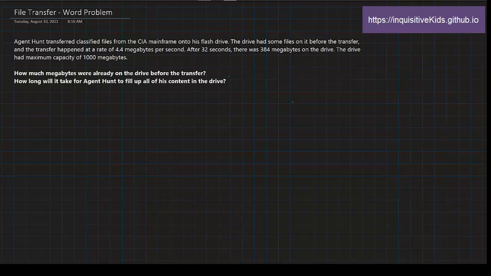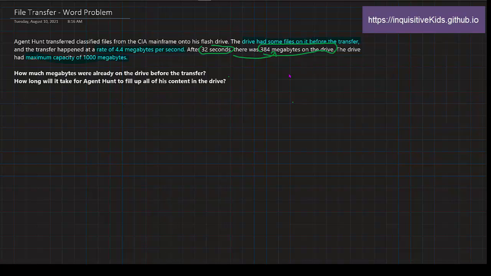Okay, so let's highlight some of the important information that was given to us in the problem. Agent Hunt is transferring classified files onto his flash drive. The drive already had some files on it before the transfer. The transfer happened at a rate of 4.4 megabytes per second. After 32 seconds, there was 384 megabytes on the drive. The drive had a maximum capacity of 1,000 megabytes. The important key part here is that the drive had some files on it before the transfer. So we're trying to find how many megabytes were already there before the transfer.